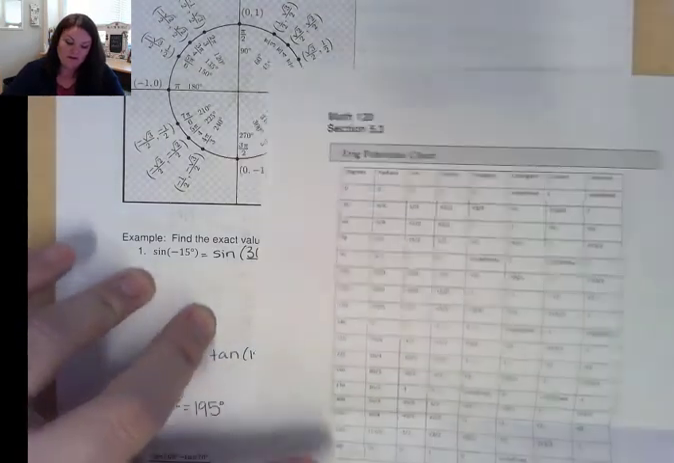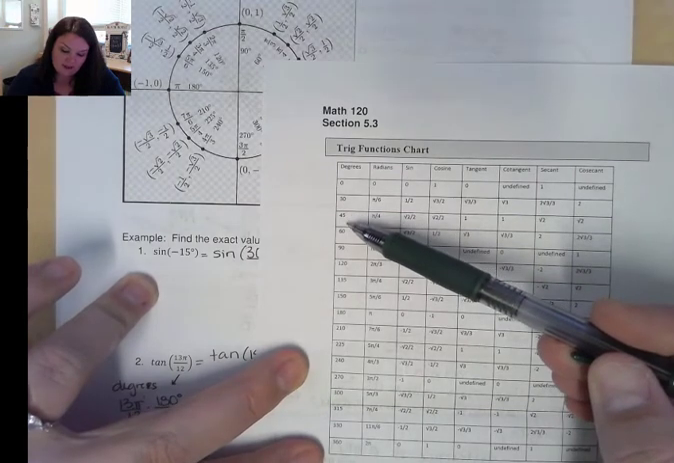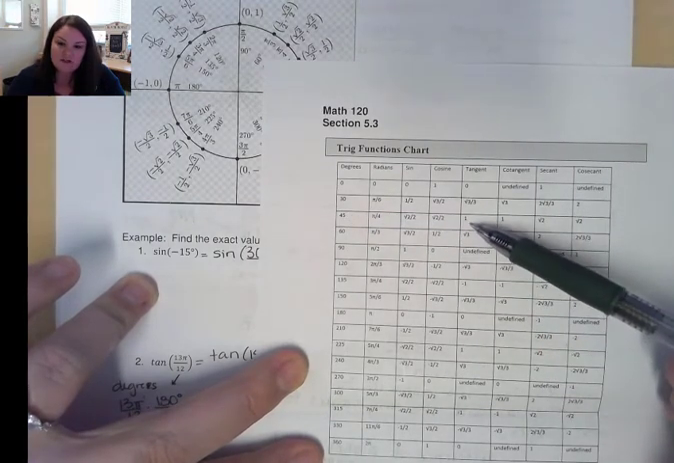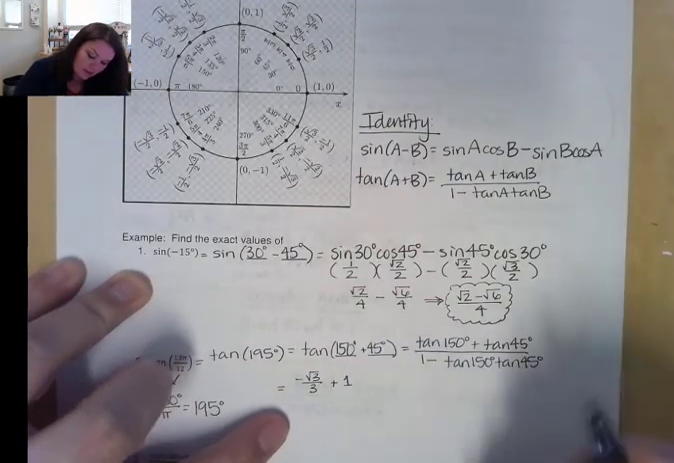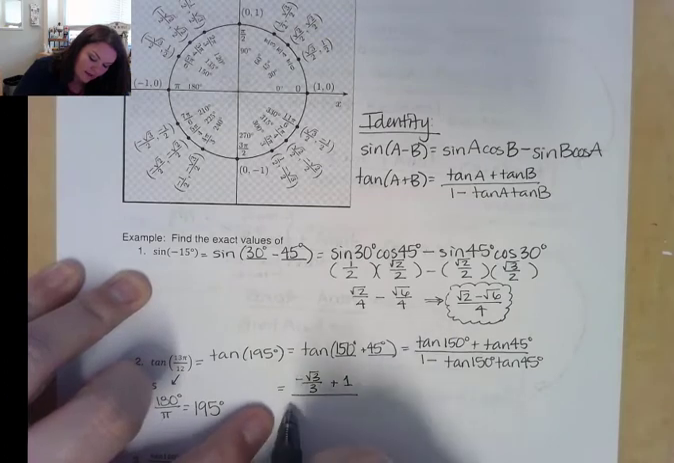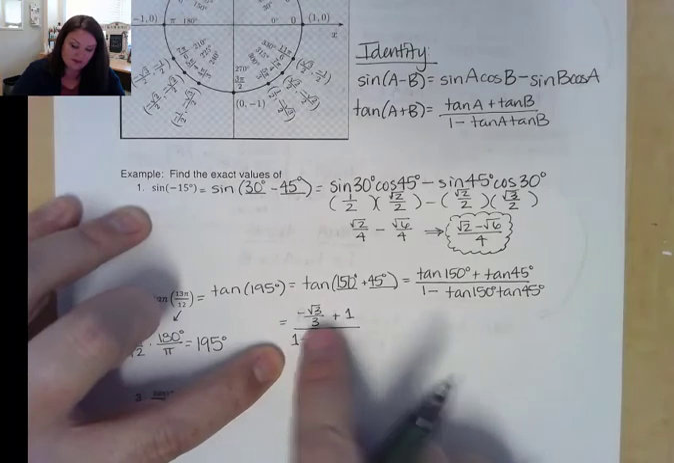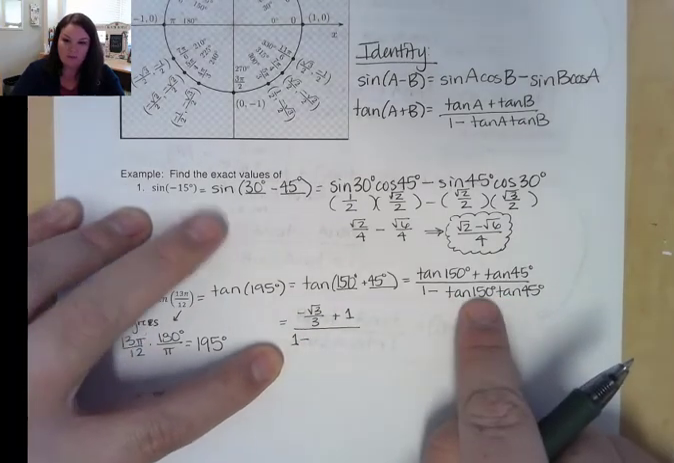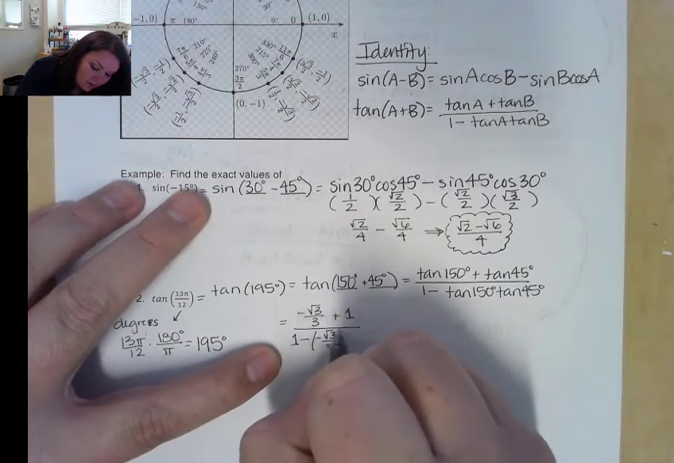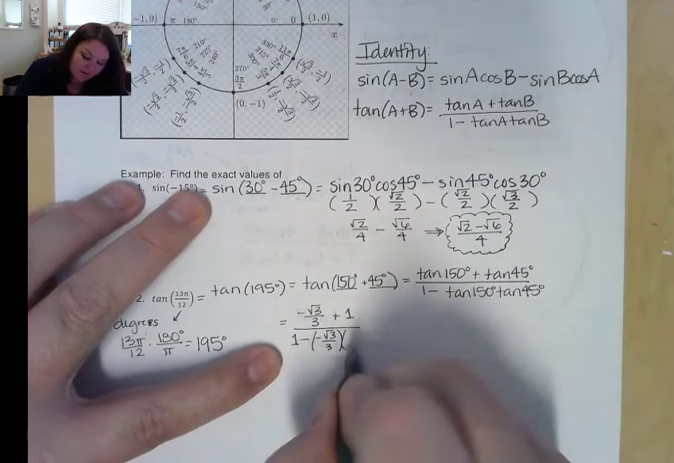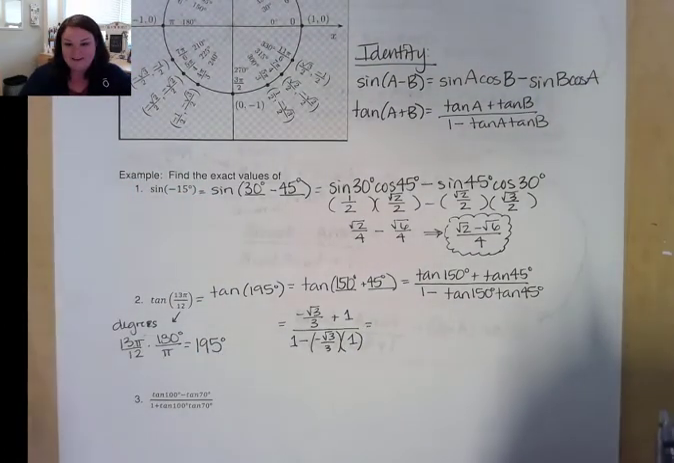So again, on my chart here, I'm going down to 45 degrees, and I'm going across until I find the tangent value, which is 1. So this just becomes 1. And then on bottom, I have the 1 that's already there, and then I'm subtracting, and I can just now reference these numbers, right? Because these are the same values that I have to find on bottom. Tangent of 150 is going to be negative square root of 3 over 3 times the tangent of 45, which again is 1. So now I just need to do some simplifying, right?